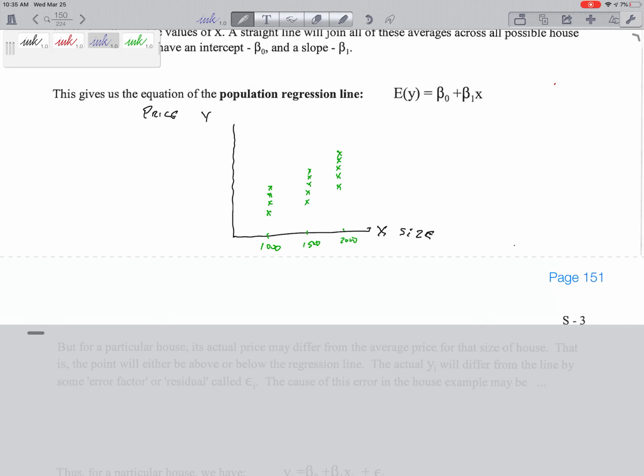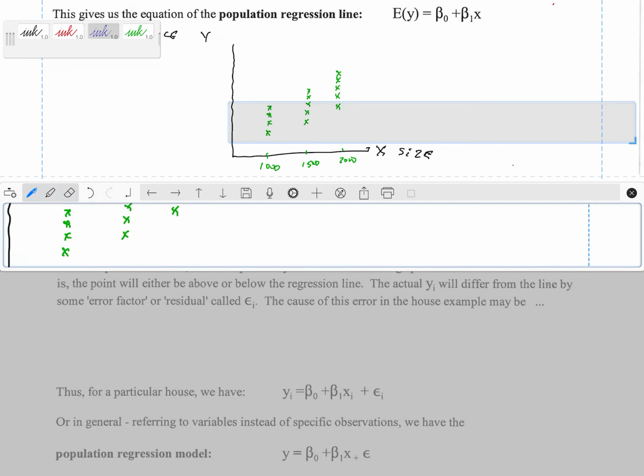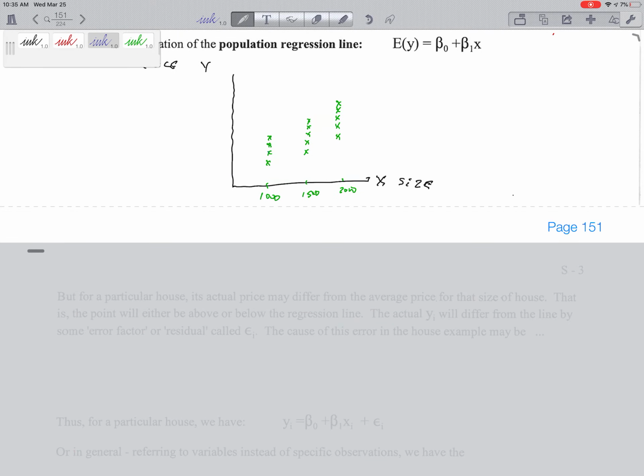Now, what we could do is find the mean for each of these. So here's the mean, here's the mean, here's the mean. And what we're going to do is draw a line between them. So that's actually the means, and another name for the mean is the expected value of y. What is the expected or average house price as a function here of the size?